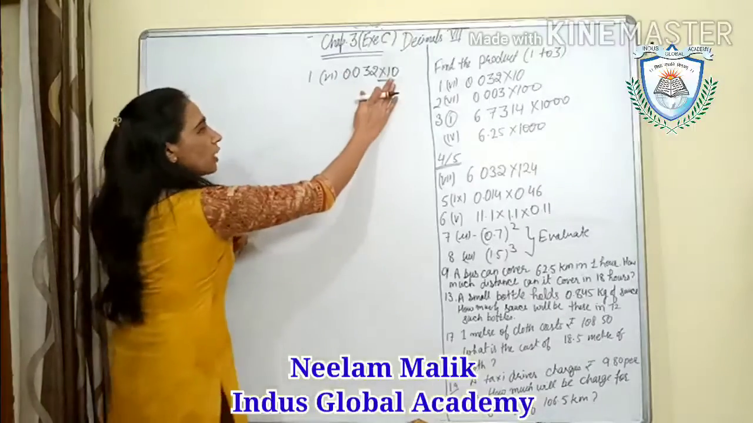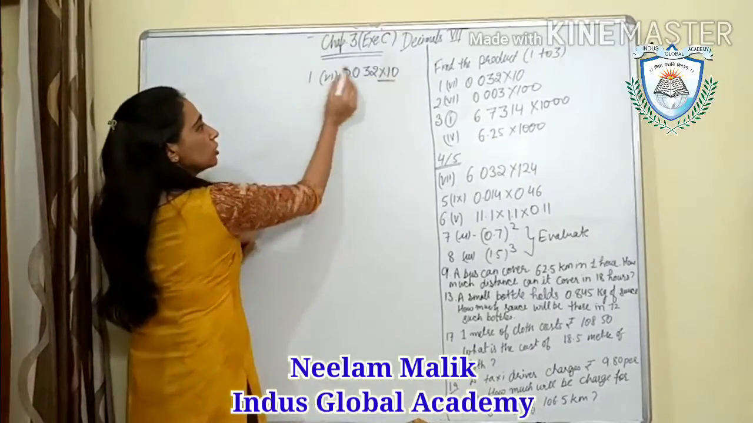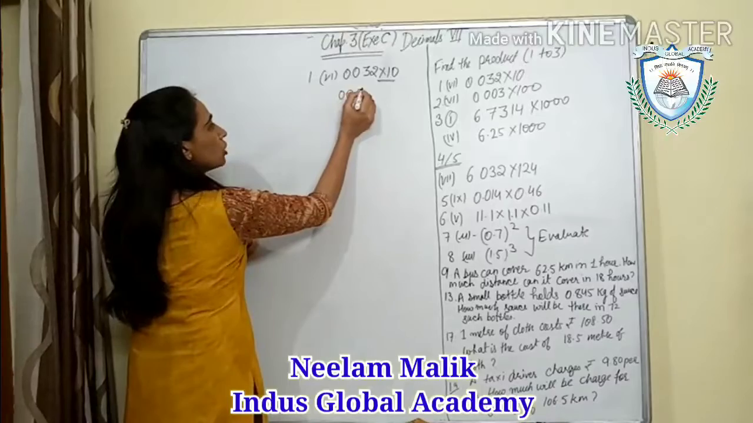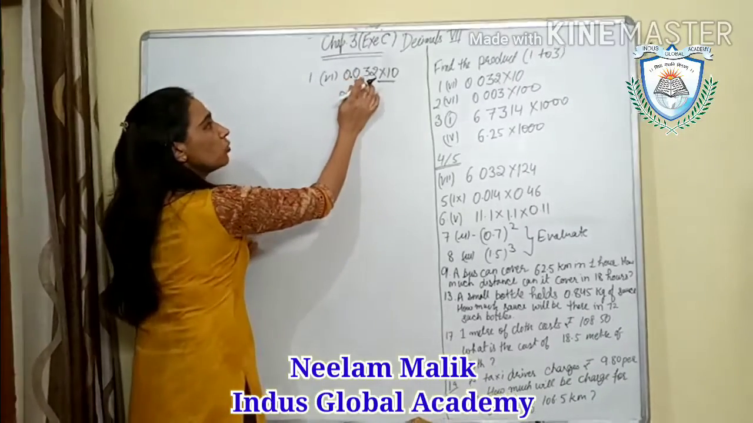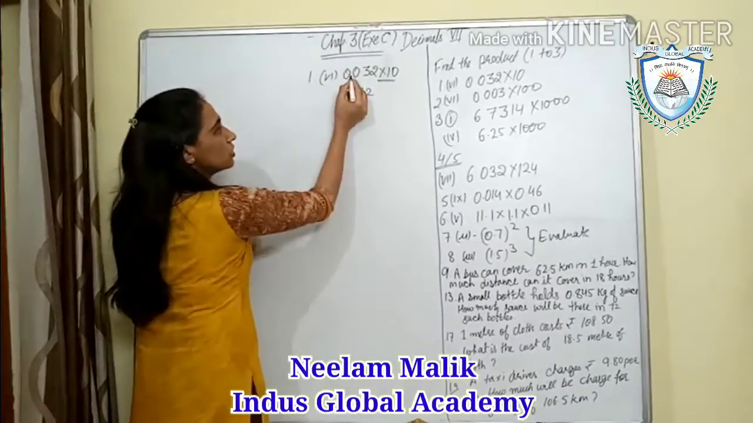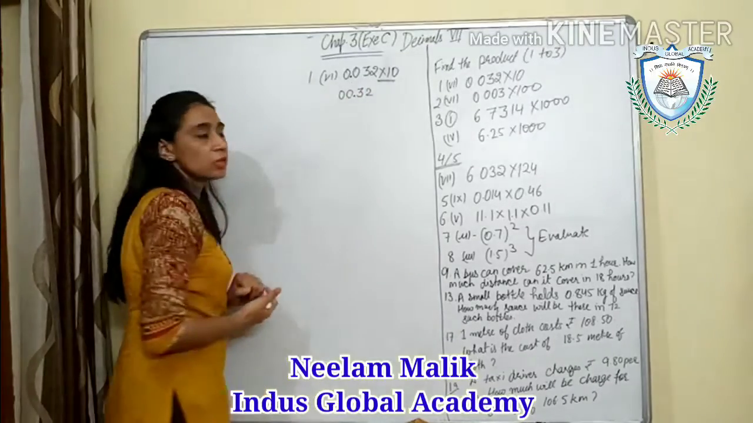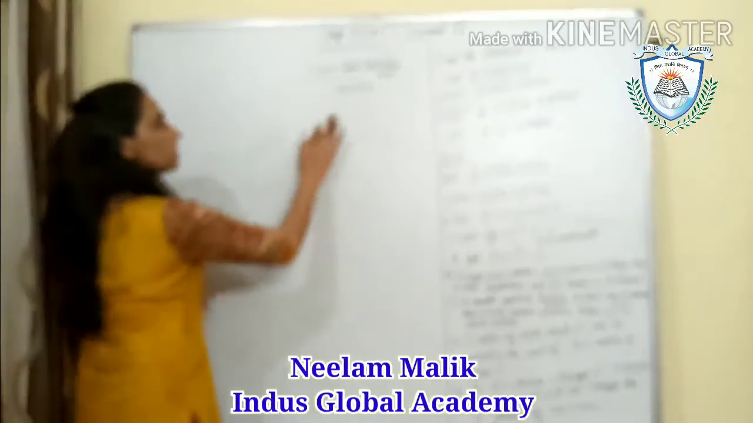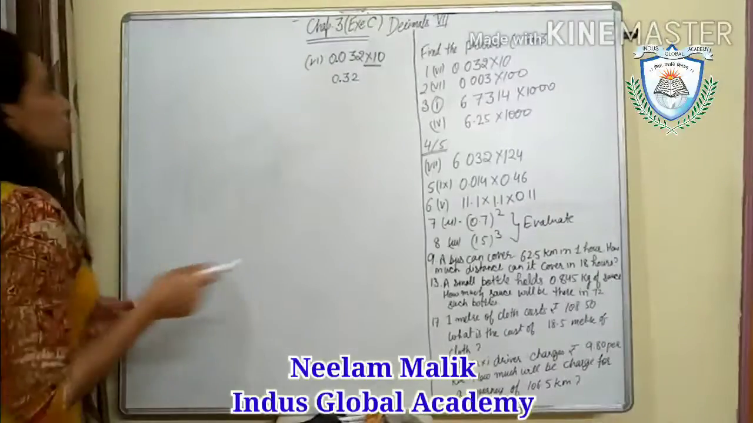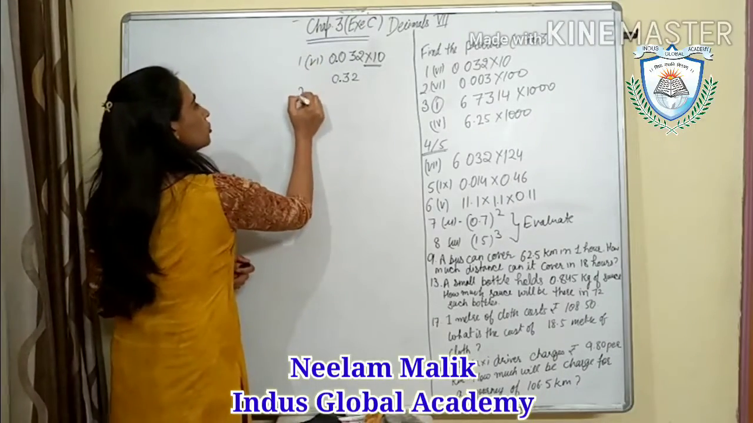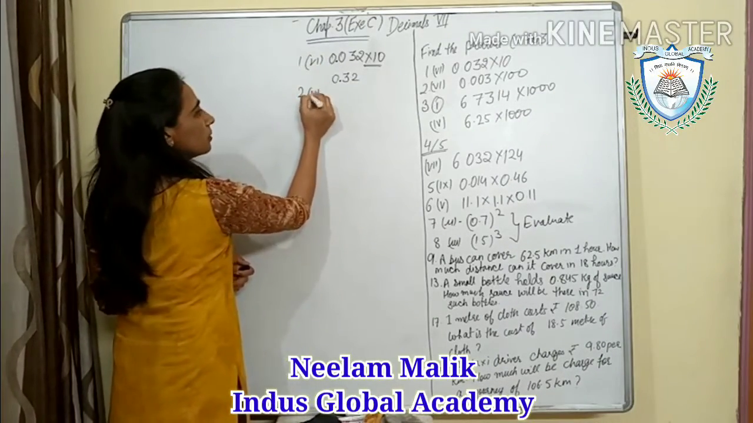So here you have to just do multiplication with 10. Write this number 0.032. Your point is here, so it will move to the right. So this is here, it will go here. So what is our answer? Our answer is 0.32.